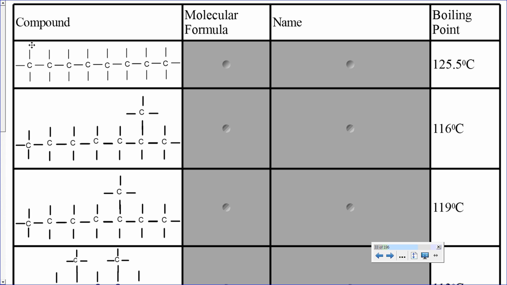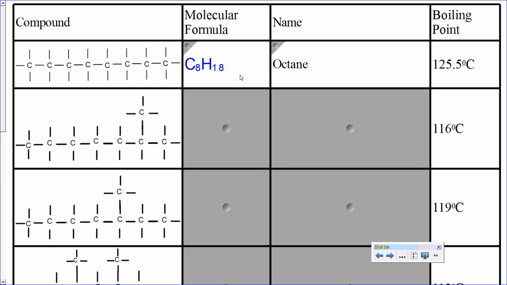So you're somewhat familiar with naming a lot of these compounds, identifying their molecular formulas. If we look at the first compound up here, you can count the carbons. There's 8 of them. And then if you count your hydrogens, you're going to find out there's 18 of them. And if we name this nice straight chain alkane, we'd call it octane.